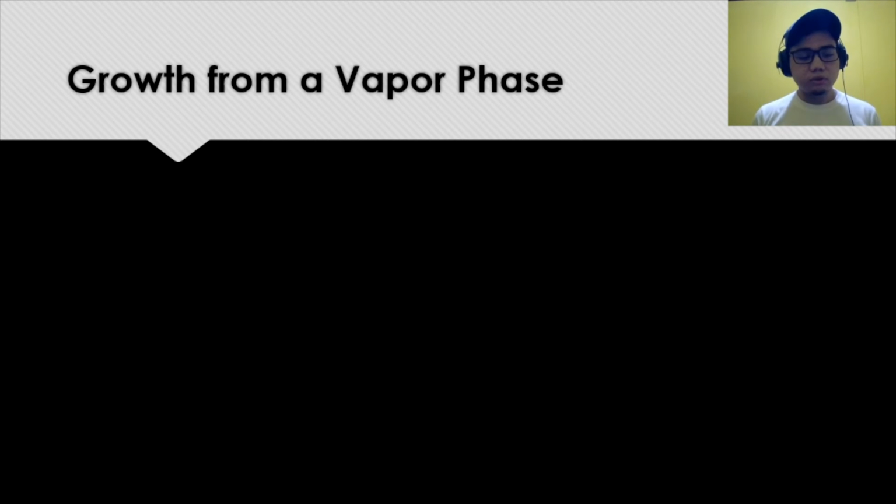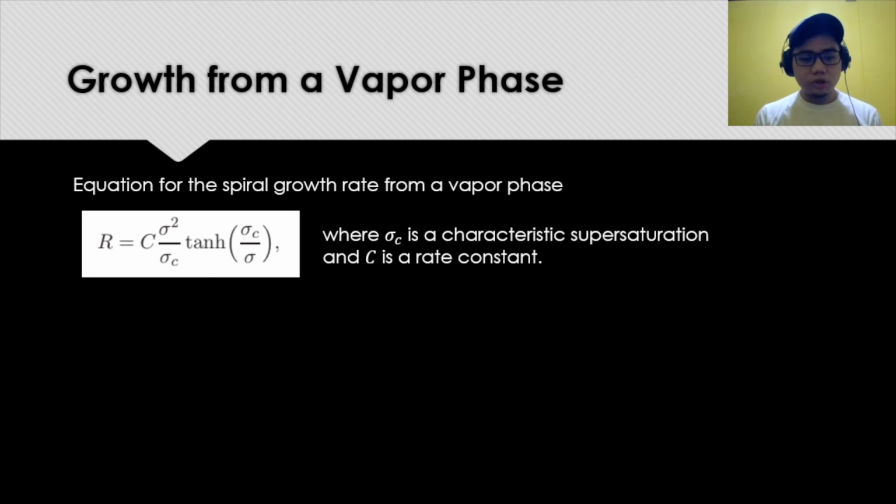The last topic I would like to discuss is growth from a vapor phase. This is the equation for the spiral growth rate from a vapor phase. R, which is the growth rate, is equal to some rate constant multiplied by the supersaturation squared divided by sigma sub c, which is a characteristic supersaturation, multiplied by the hyperbolic tangent of the ratio between the characteristic supersaturation and the supersaturation of the system. So this is the main equation for vapor phase spiral growth.